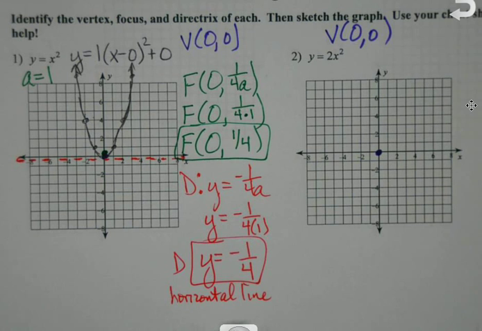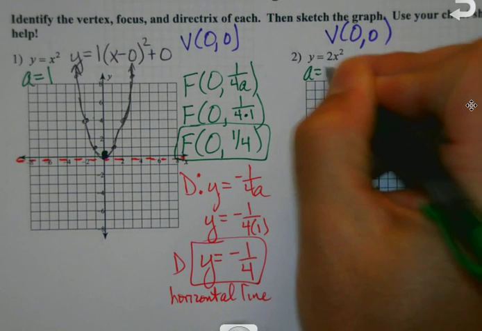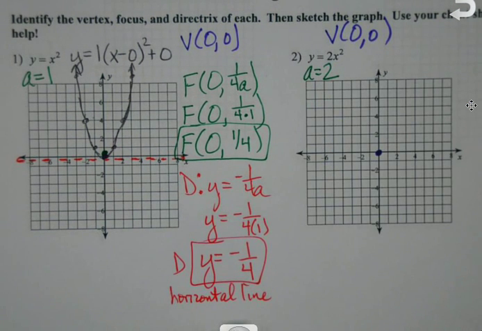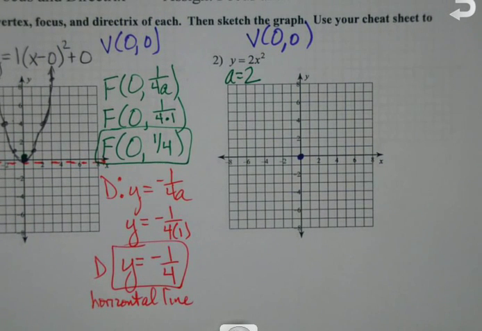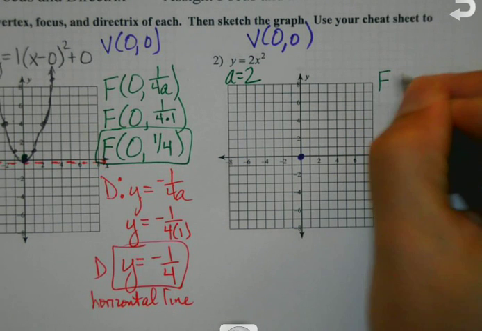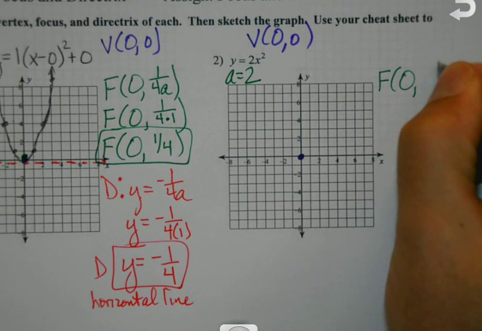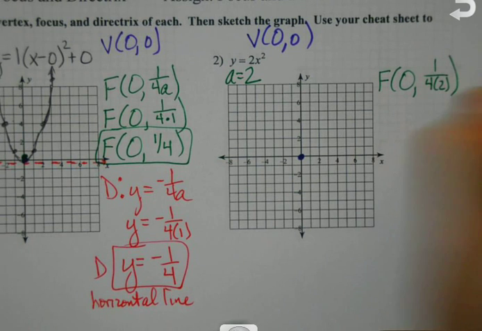So then I go, okay, what's my A value this time? 2. It's just the value in front of x squared. Good. So when I go to find my focus and directrix, and I can kind of keep my last one in the screen here to know what's going on. 0, 1 over 4, A.